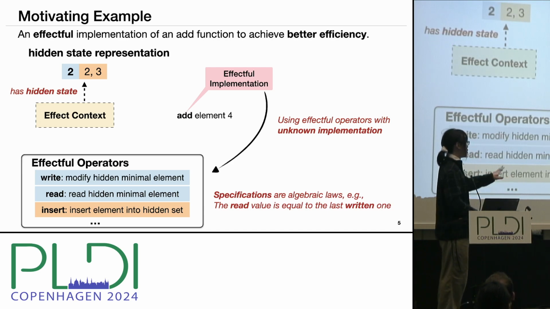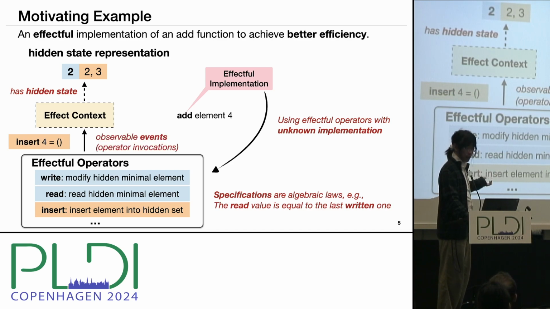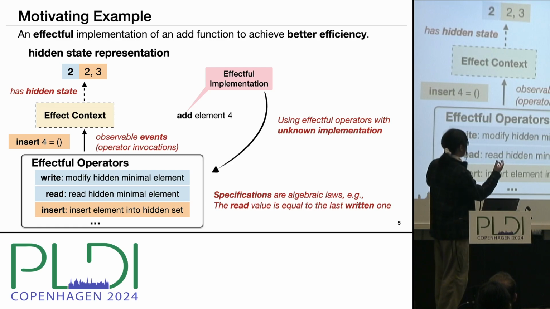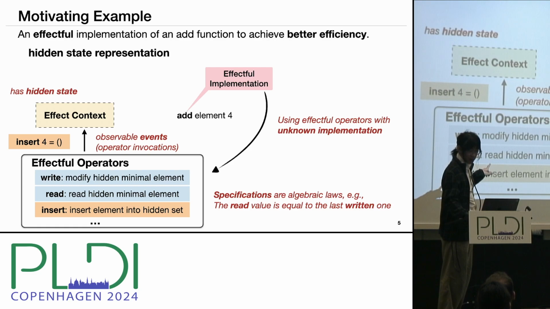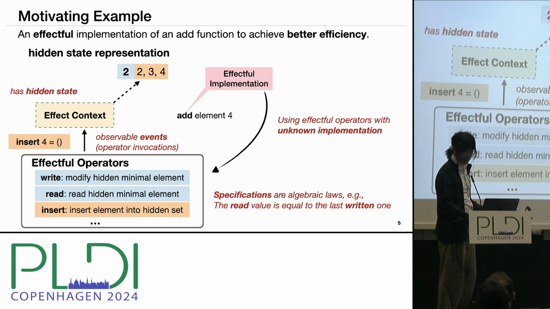For example, the return value is equal to the last written one. And we can use the effectful operators to manipulate the effectful context. For example, insert 4, and the only thing we can observe is events, which we call the operator invocations. And the effectful context now will have another hidden state.